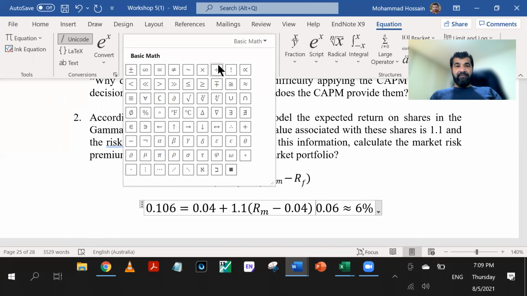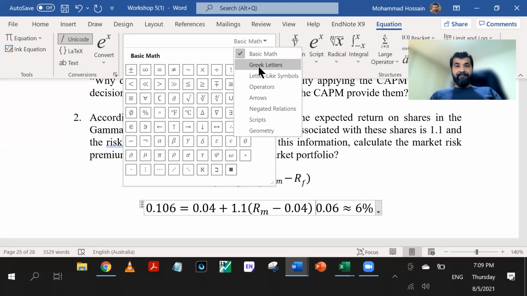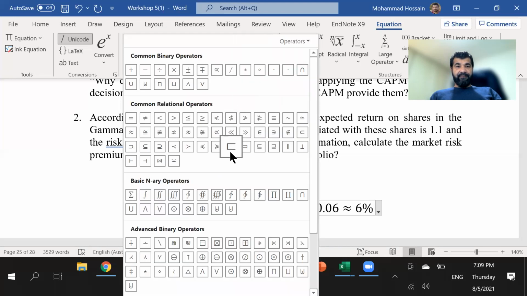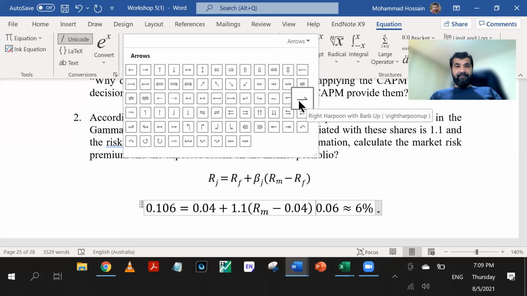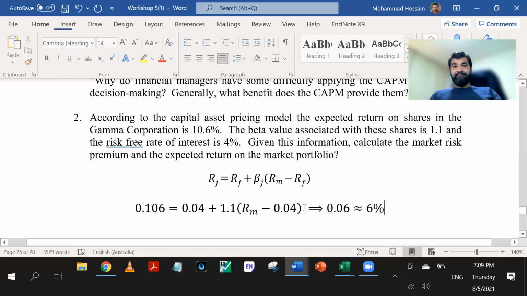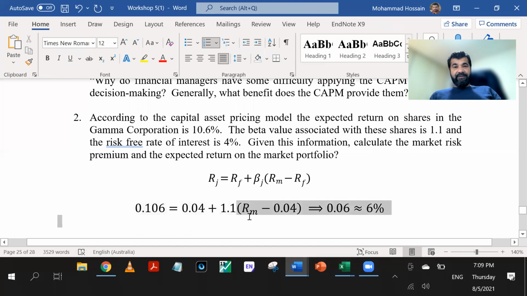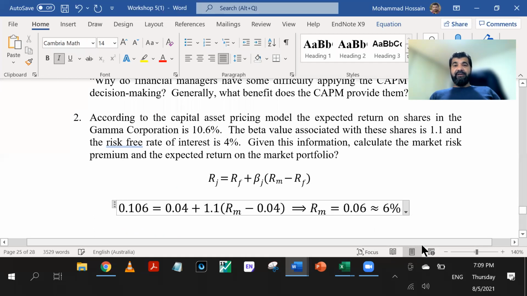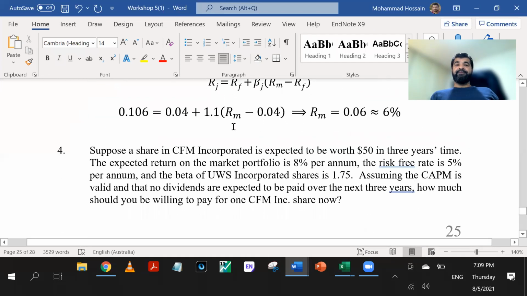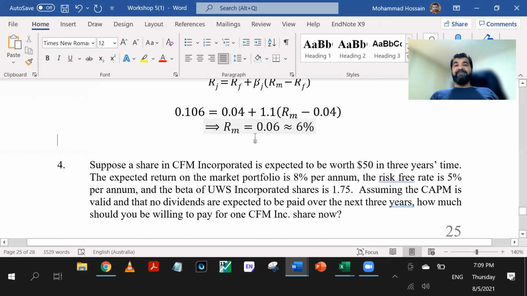How is it 0.06? I know where you're getting confused. I'm trying to fix it. Give me a second. All right. That's how I calculate. So RM is equal to this. Make sense now? It's even better now.